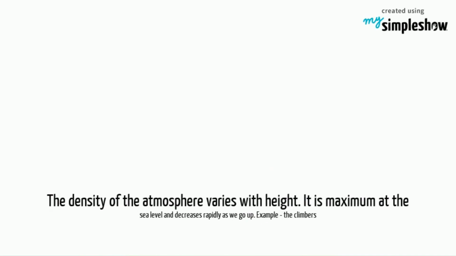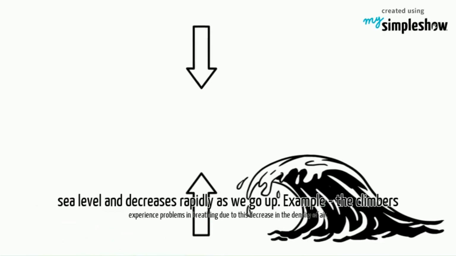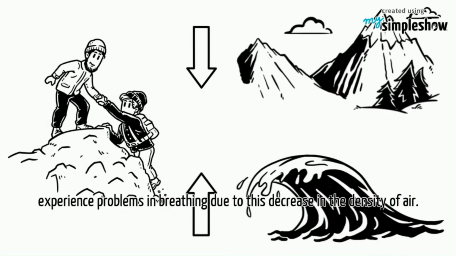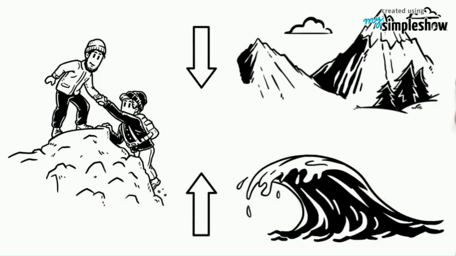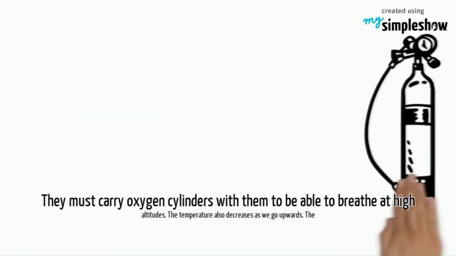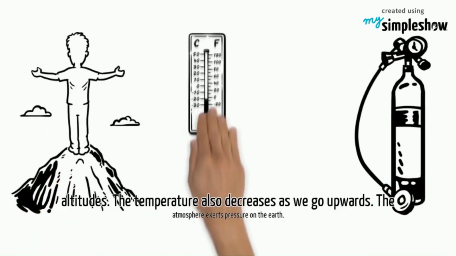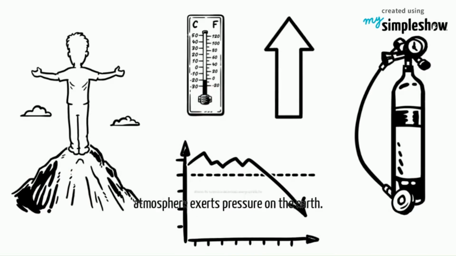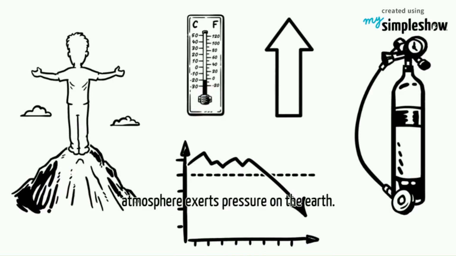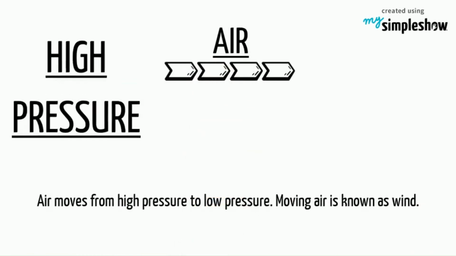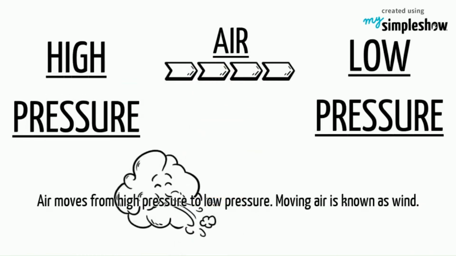The density of the atmosphere varies with height. It is maximum at sea level and decreases rapidly as we go up. For example, climbers experience problems in breathing due to this decrease in the density of air. They must carry oxygen cylinders with them to be able to breathe at high altitudes. The temperature also decreases as we go upwards. The atmosphere exerts pressure on the Earth. Air moves from high pressure to low pressure. Moving air is known as wind.